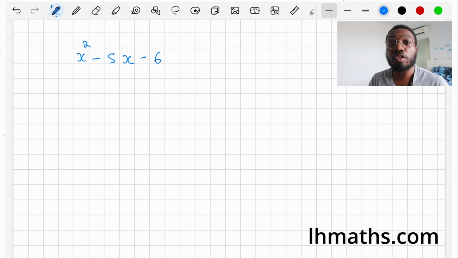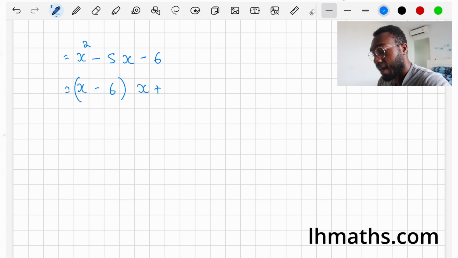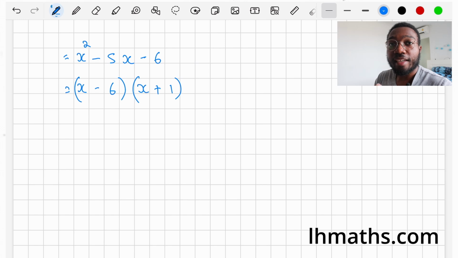But for this question, the way I would do it is if you have a quadratic equation like this, then you can think of two numbers which sum to make minus 5 and multiply to make minus 6. So those two numbers would be minus 6 and a positive 1. Therefore, that would just simply go into x minus 6, x plus 1. Okay, there are multiple ways. The easiest way is just to think of the two numbers which multiply to make minus 6, but sum to make minus 5.